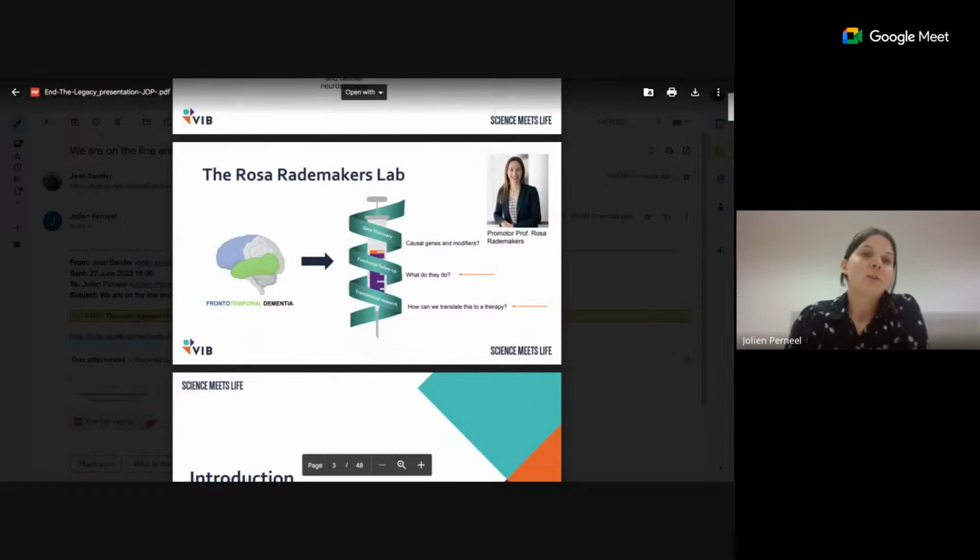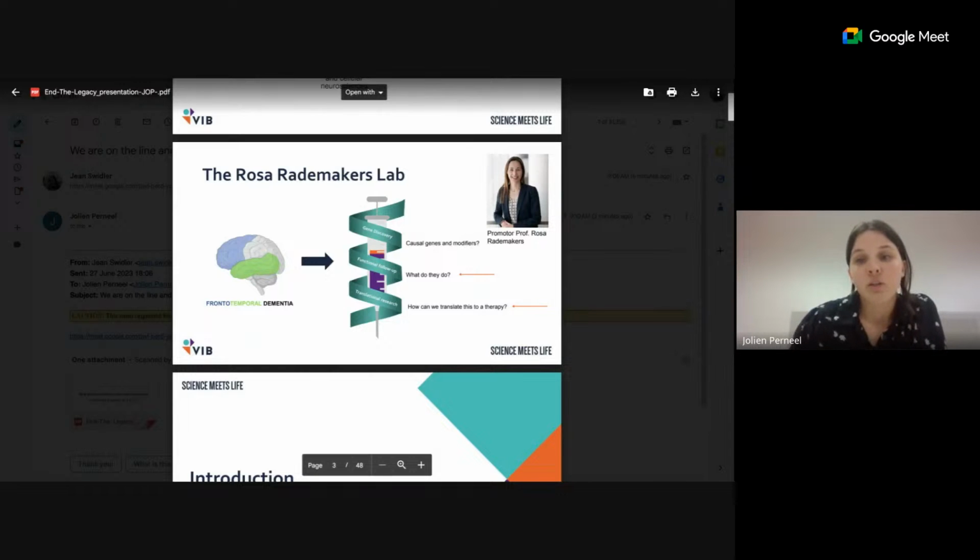I'm a PhD student at the Rosa Rademakers lab. I think Rosa is also here today, so she may also join in on some of the discussions later on. And our lab is focused on frontotemporal dementia, and we look for causal genes and modifiers, and then we perform functional follow-up of these genes to try to figure out what they do, and then we also try to translate this to potential therapies for patients.